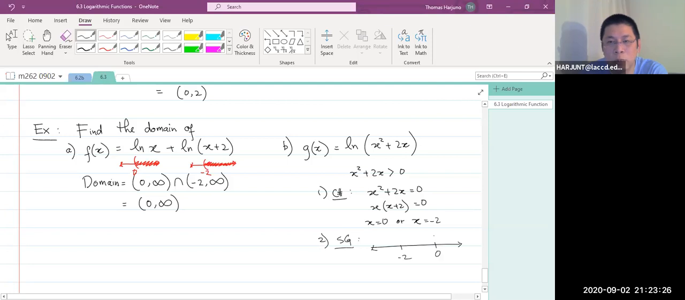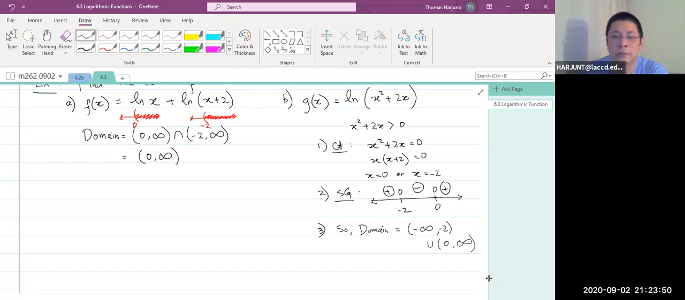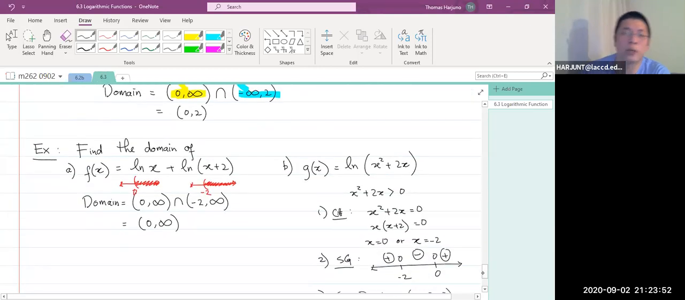Negative 2, 0, both of them the zeros, so I get positive, negative, positive. So the solution is, the domain will be from negative infinity up to negative 2, union 0 to infinity. What happened is the following. The domain on the right hand side here is larger than the domain of the left hand side.